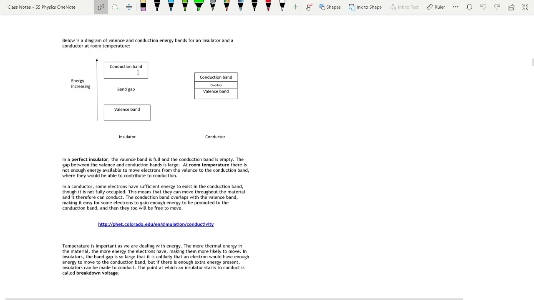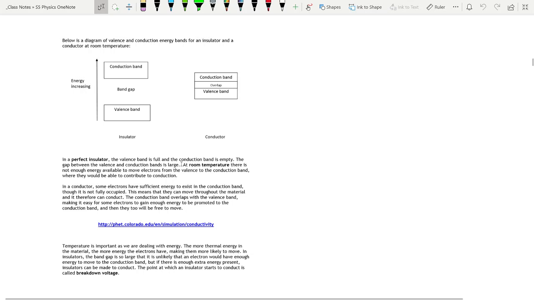Alternatively, in a conductor, we can see there's an overlap between the valence band and the conduction band. It takes hardly any energy at all for electrons to jump up into the conduction band because they already exist in the conduction band. It doesn't need to overcome any gap because there are already electrons in the conduction band.